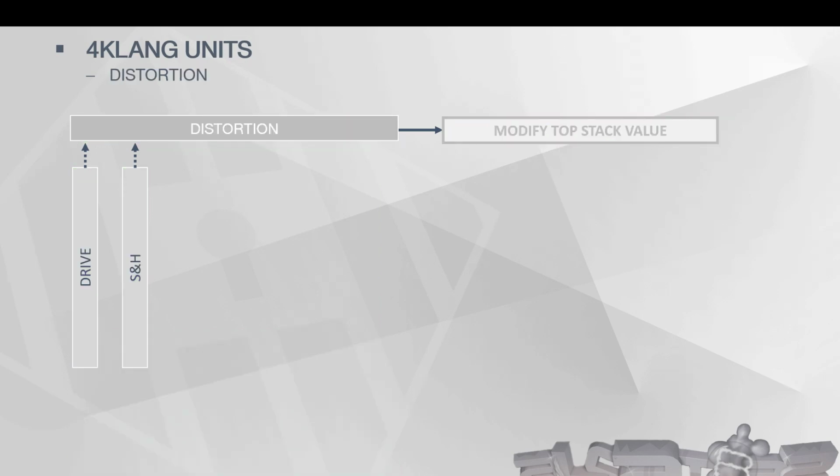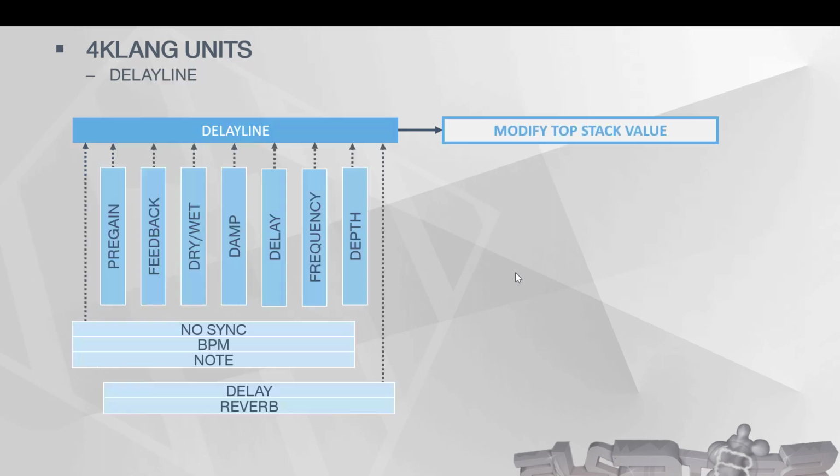Same does the distortion, where you have a slider for the drive and the sample and hold. A delay line, where you have the settings for no sync, BPM lock, and note. And you can set it for either delay or reverb. And then you have the sliders for damping, delay, and the frequency and depth, that's actually for the chorus. I should probably do another stream just for the delay line, or just for all the units, one after another.